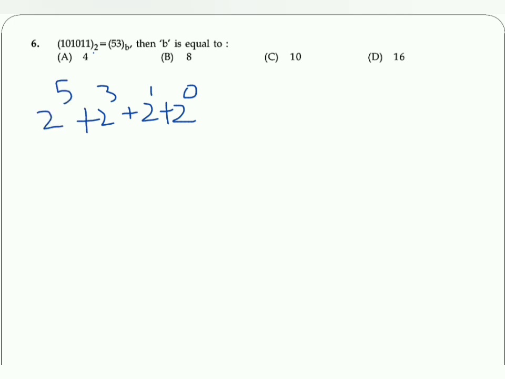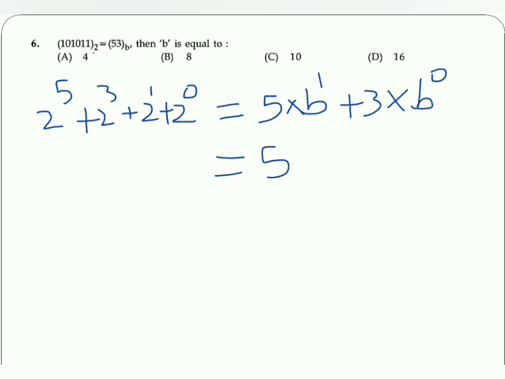Okay. So this is the left hand side value. Next, similarly we will write the right hand side value also. So 5 into b power 1 plus 3 into b power 0. Okay, so b power 0 is 1. So 5b plus 3.